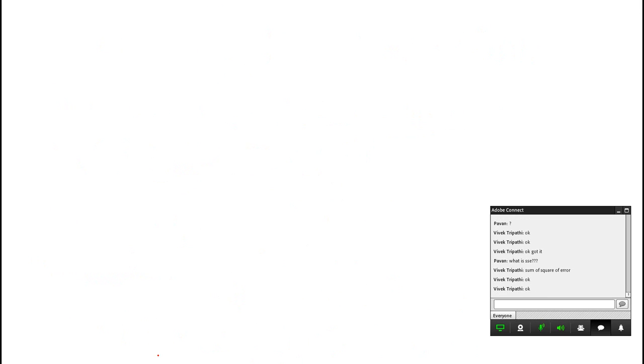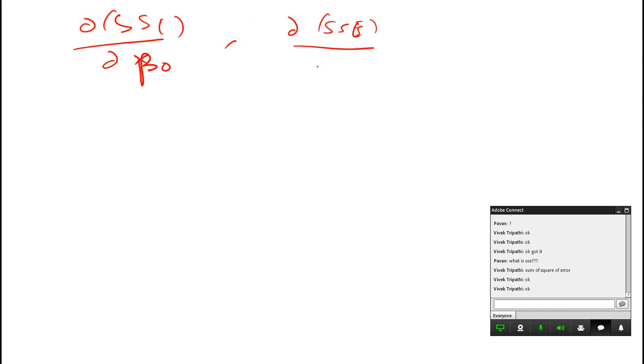Okay. So now let us learn how the OLS estimate happens. What we do in OLS estimate is that we try to minimize the error sum of squares. With respect to what? Beta naught and with respect to beta 1.